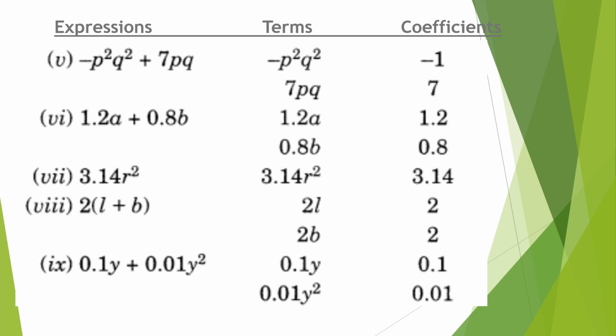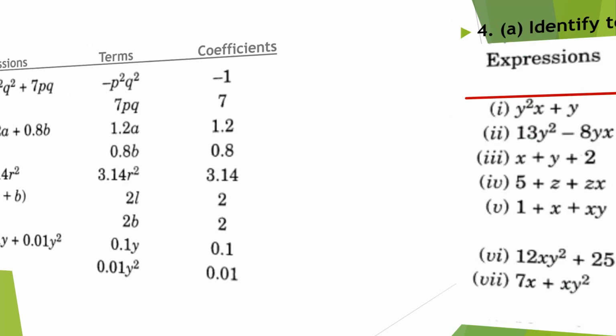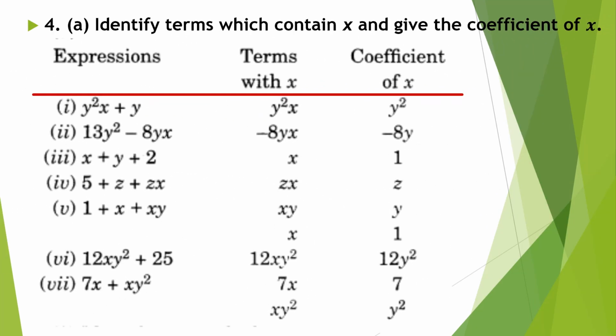Next question, question number 9, 0.1y plus 0.01y square. First term is 0.1y and whose coefficient is 0.1. Second term is 0.01y square and its coefficient is 0.01. Now we move to question number 4. Identify terms which contain x and give the coefficient of x. Our first question is y square x plus y.